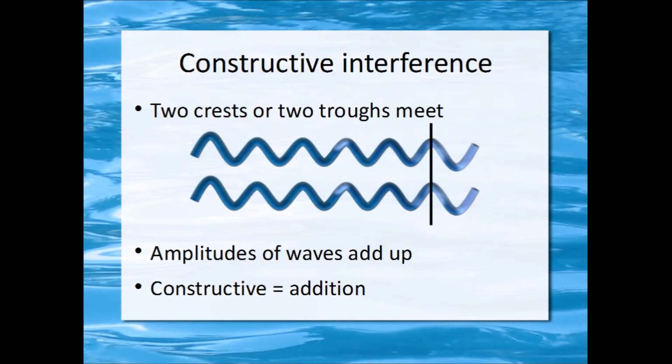In physics, we call this constructive interference. Construction is building and constructive means adding. This happens when the crest of one wave meets the crest of another, or the trough of one meets the trough of another. Another way to say this is that the two waves are in phase. As a result, their amplitudes add up to make a wave of larger amplitude.